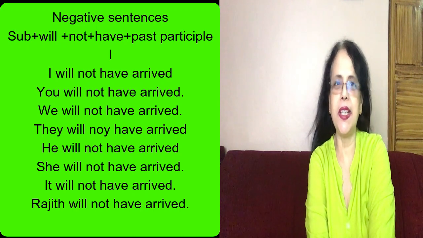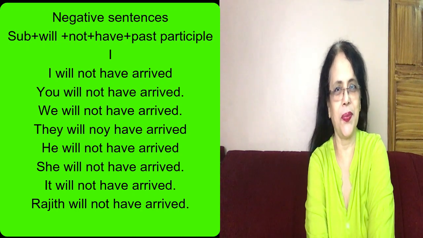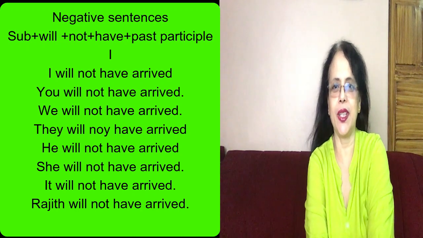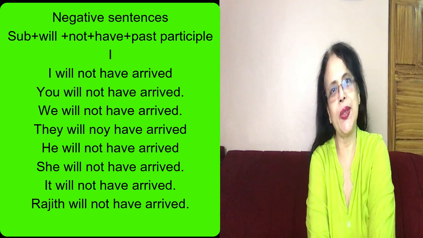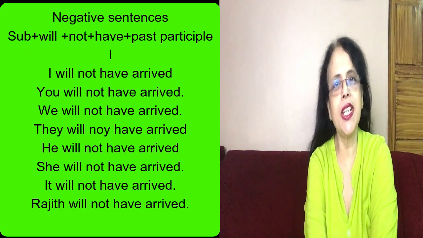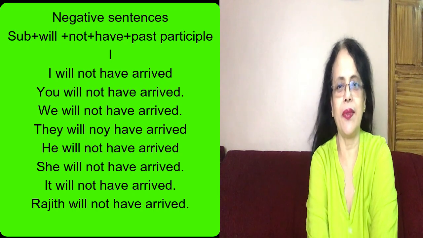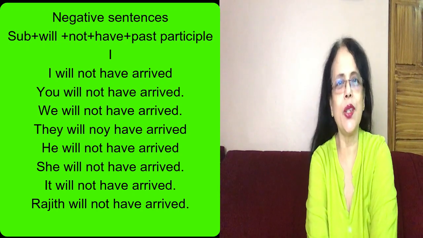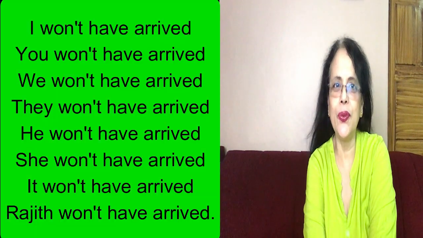Now let's make the sentences. I will not have arrived. You will not have arrived. We will not have arrived. They will not have arrived. He will not have arrived. She will not have arrived. It will not have arrived. Rajit will not have arrived. Alright? And how do we make the short forms?